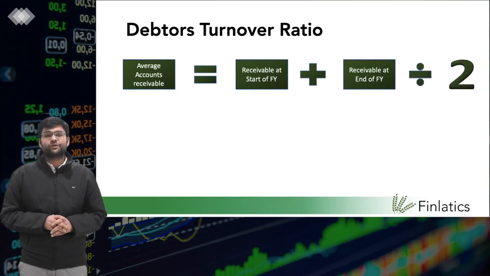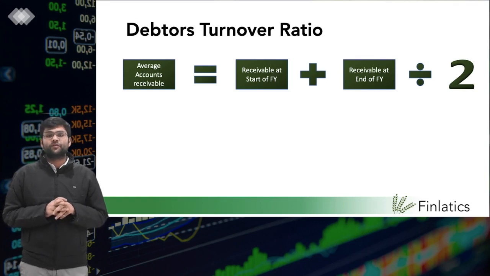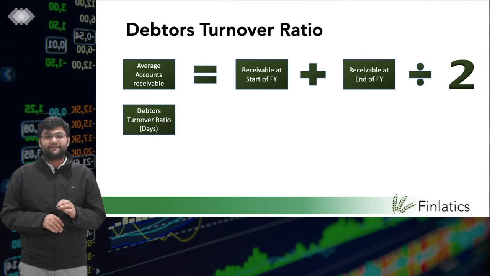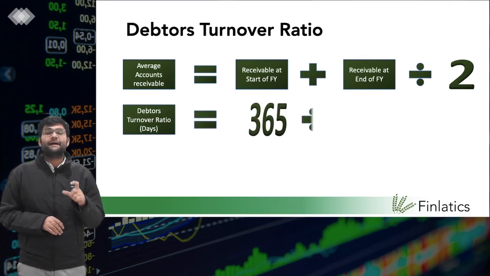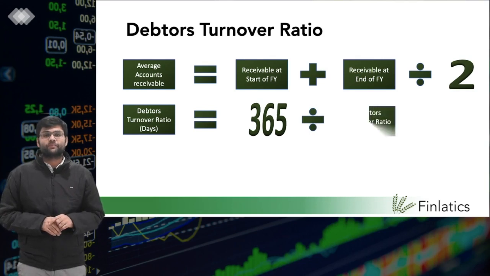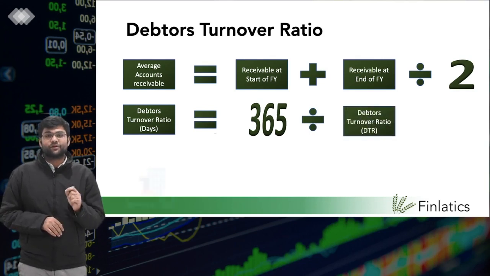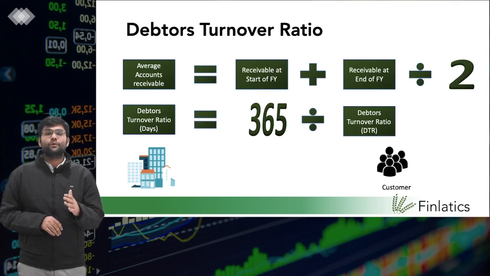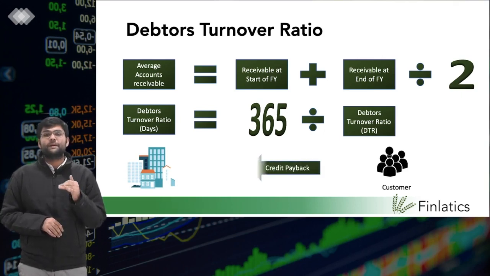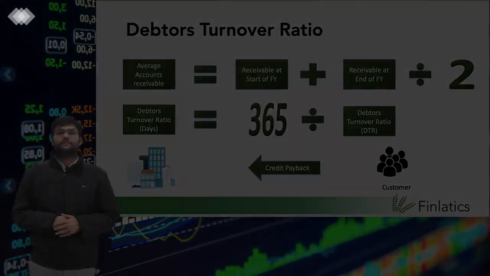Debtors turnover ratio can also be measured in terms of days. Debtors turnover ratio in terms of days is equal to 365 divided by debtors turnover ratio. This ratio measures in terms of days how quickly the firm's customers pay back their credit.